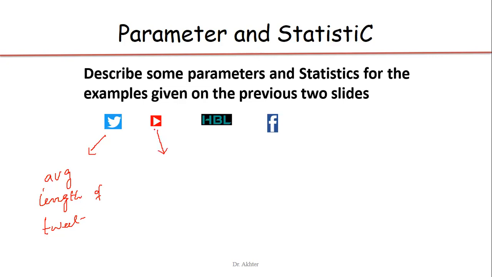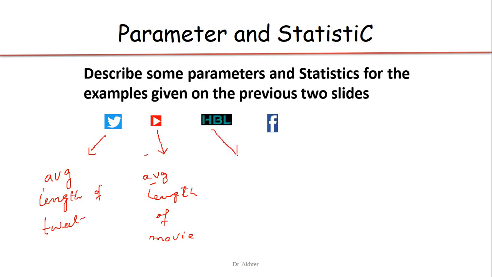The width of movies. Width of movies means the time length, the average length of movie. If we are computing this average by using the entire population, we call it a parameter. But if we are computing this average by using a sample, we call it a statistic.